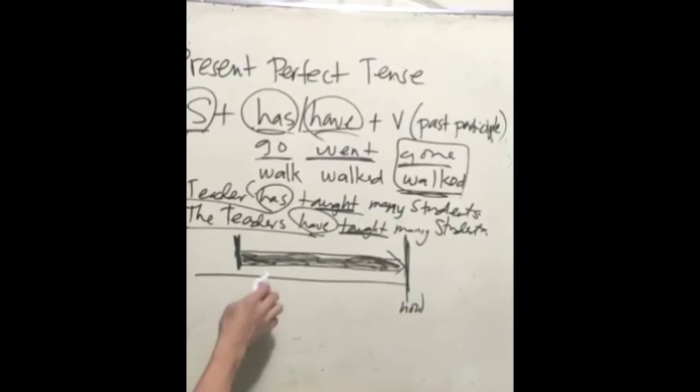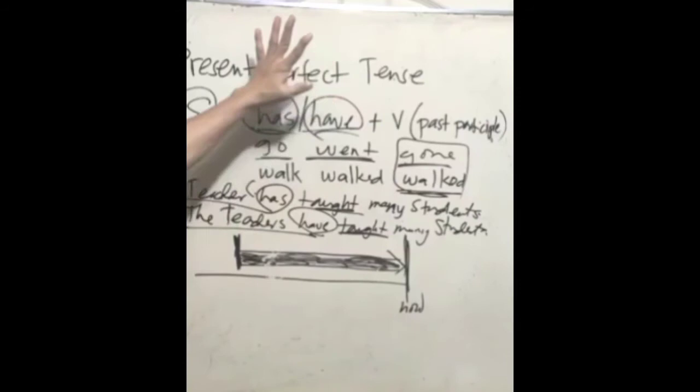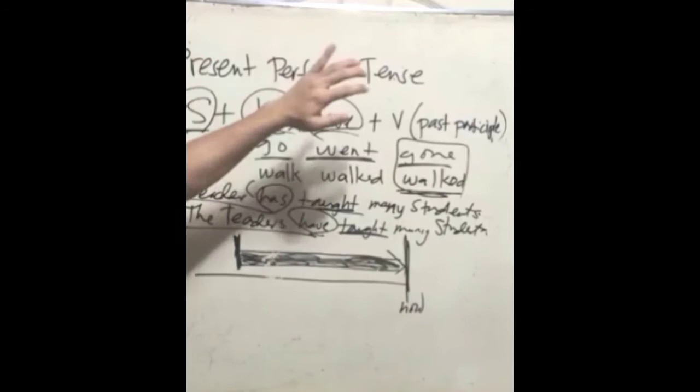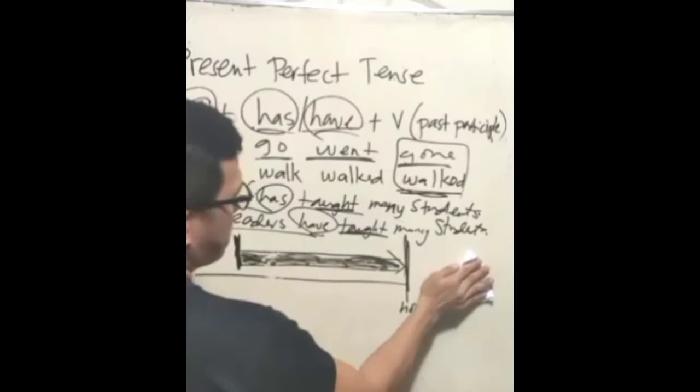I'll just continue these perfect tenses tomorrow, because I'll differentiate present perfect from simple past tense, and present perfect continuous tense, and past perfect tense from the simple past tense. By tomorrow I'll be live again, same time, 2 p.m. or past 2 p.m.